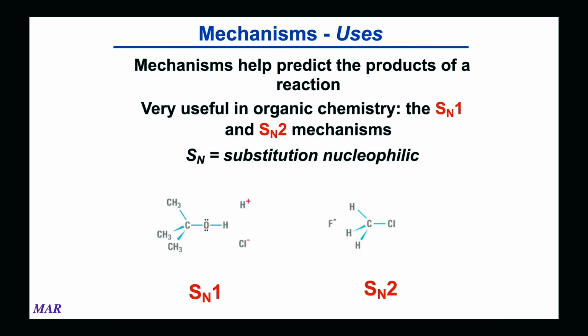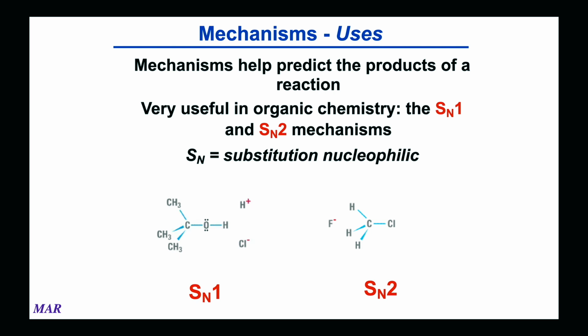Mechanisms have many uses, and in organic chemistry, you're going to see a lot of the uses of mechanisms. They can be used to explain products and products distribution. I want to show 2 examples here of what are called SN1 and SN2 mechanisms. SN stands for substitution nucleophilic. Let's just watch the videos and see some of the cool things that can happen.